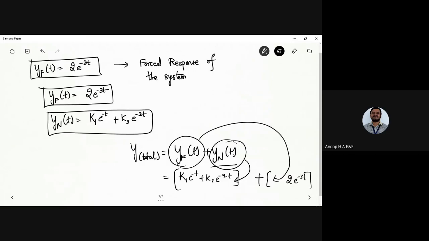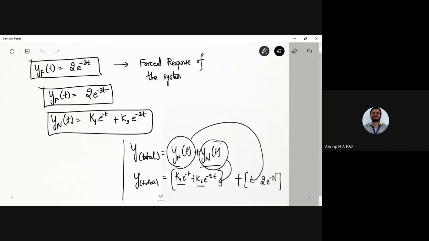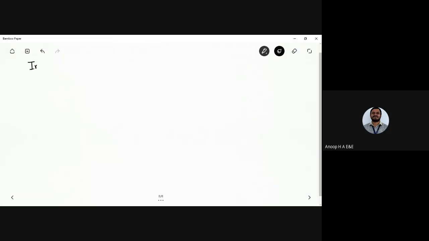Now what needs to be done here? If you verify carefully, this is y total. The constants k1 and k2 are to be found out. In order to find the constants k1 and k2, the initial conditions are given. They will specify it very clearly in order to find out the total response of the system.